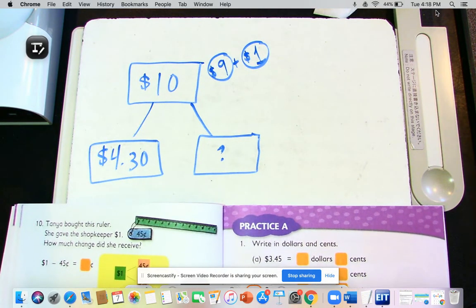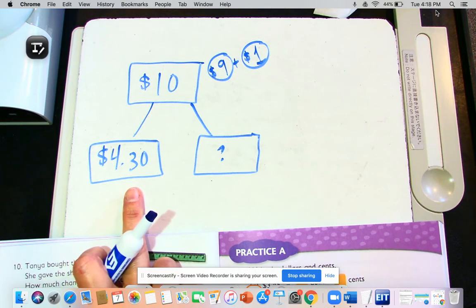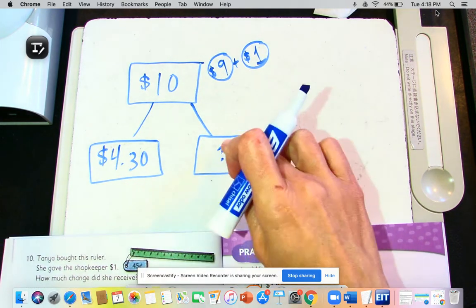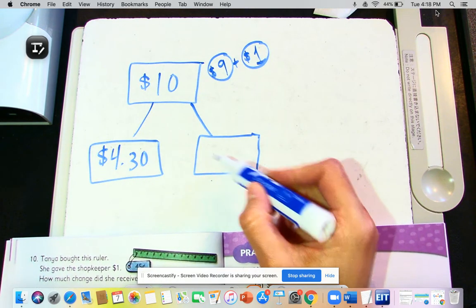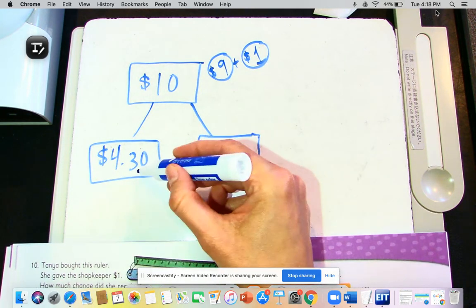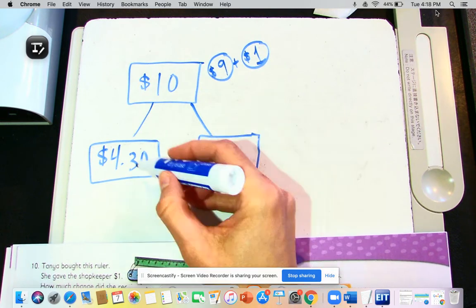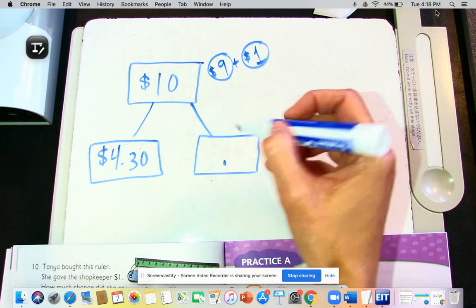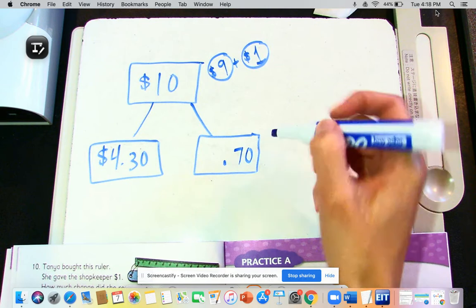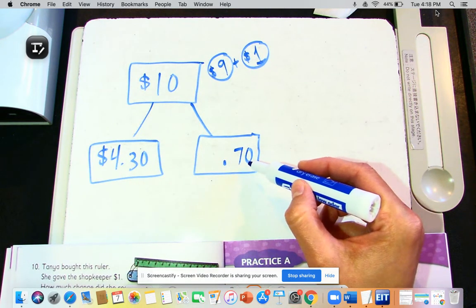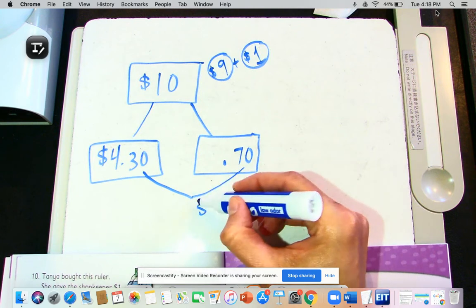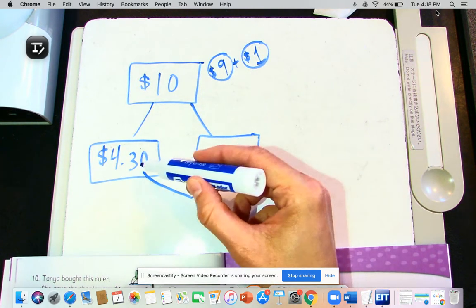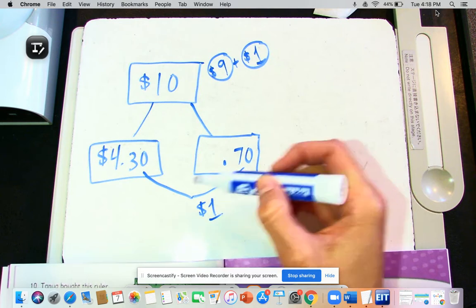So what we can do here is think about, well, if we have $4.30, let's first try to make another dollar. So I'm looking at the cents and thinking about, well, I know that 30 cents plus 70 cents is going to make a dollar. So it's sort of like thinking of this as, well, here's a dollar. So we made 30 cents and 70 cents is $1.